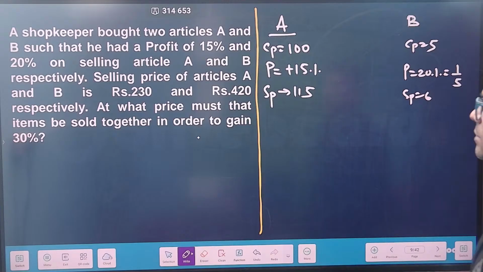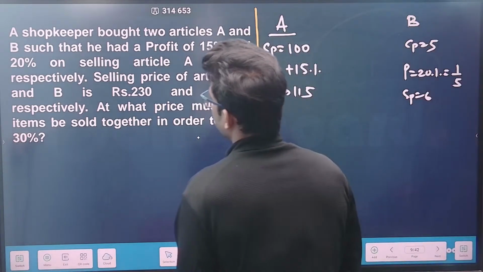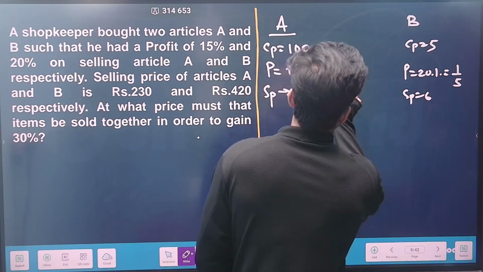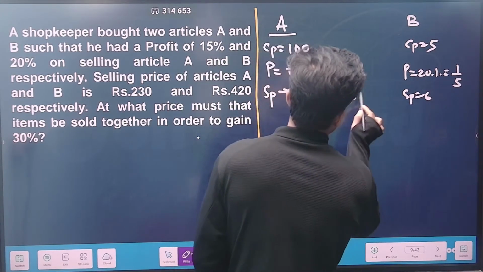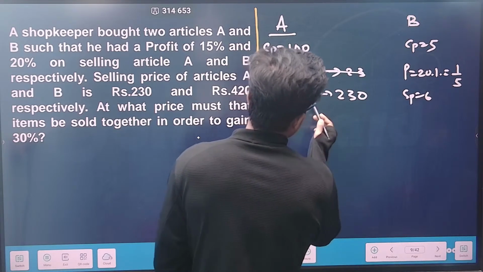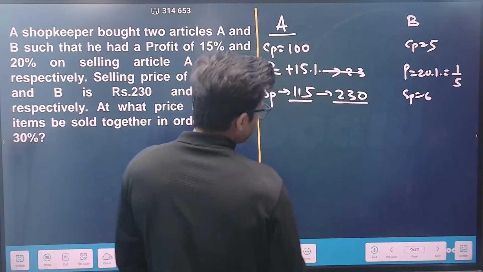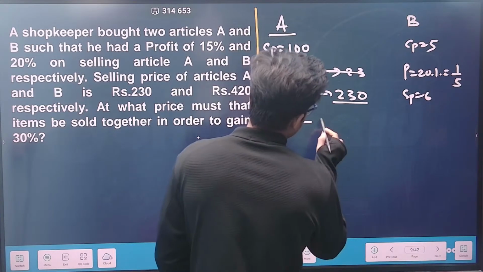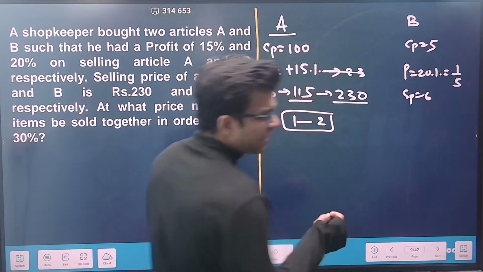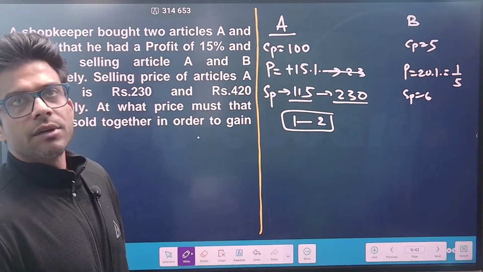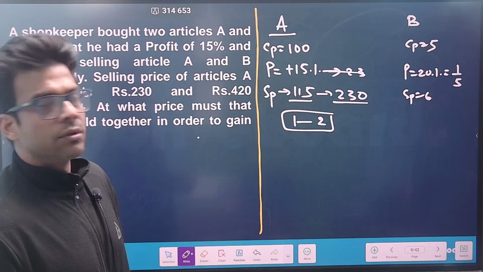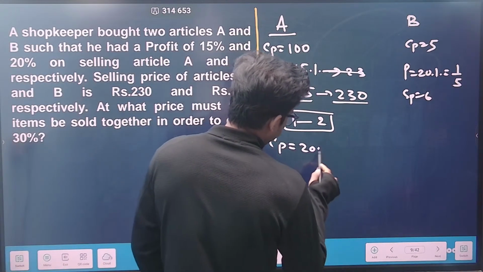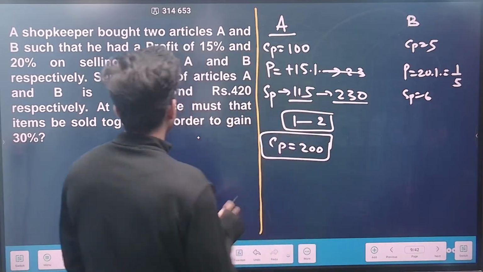So for article A, the selling price is basically 230. Now according to me it's 115, but the question is giving 230. Can you say this is 2 times of it? Yes. So the value of 1 would be 2. Then the cost price would be 200. Correct? I hope I have cracked the things which I have written.